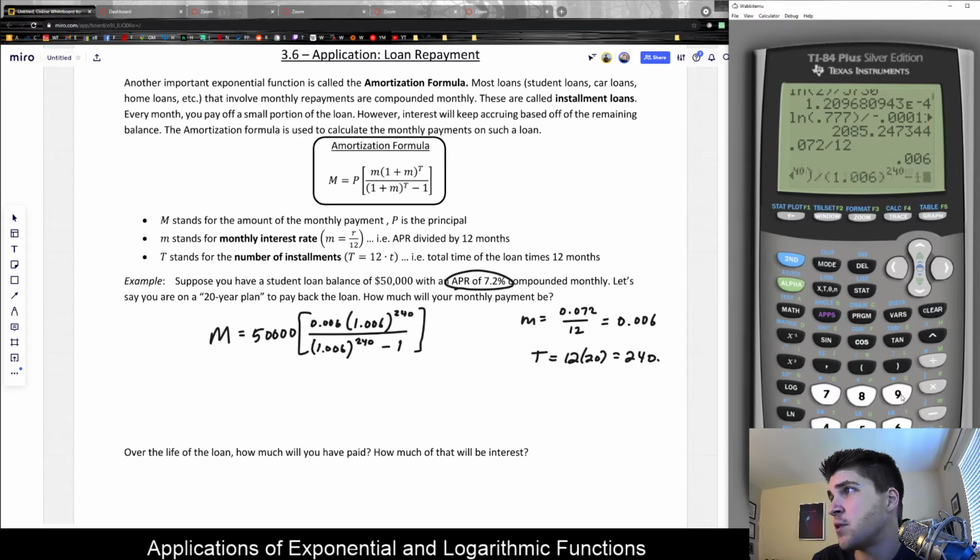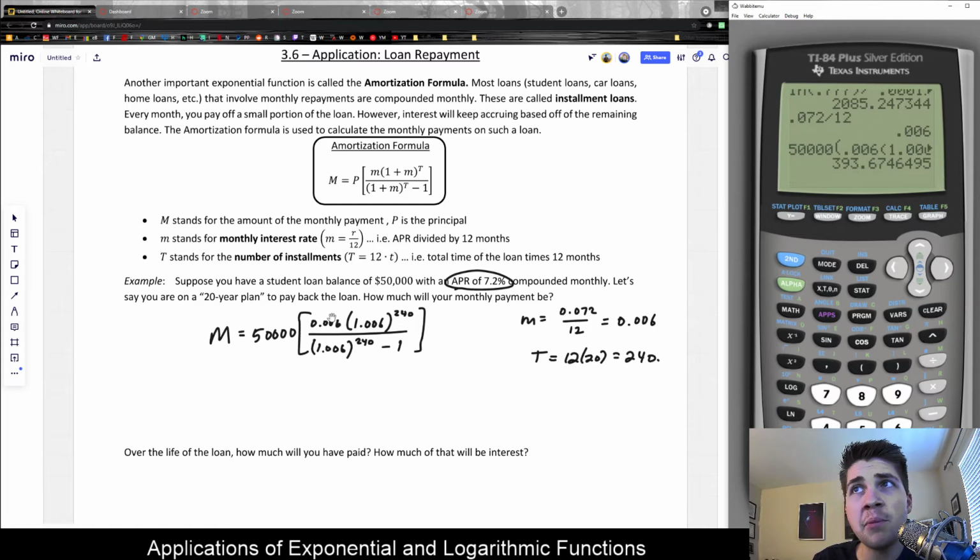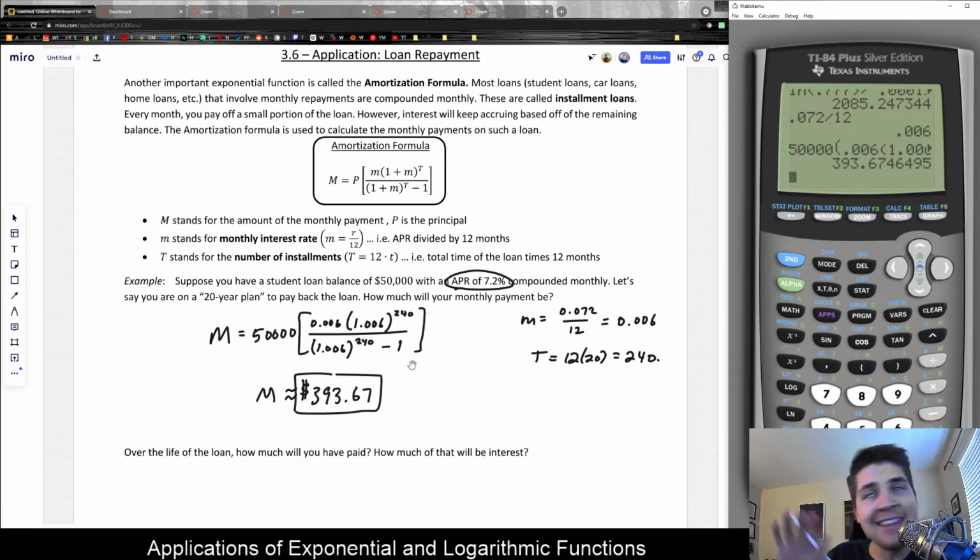And I'm making sure to use parentheses around the denominator. Actually, I missed the front one to make sure that I'm dividing by all that. So you can put parentheses around the top and the bottom just to make sure. But what I get here is a monthly payment of approximately $393.67. Often we would round that up, because if we round it down, this exact amount is the amount we need to pay it off.